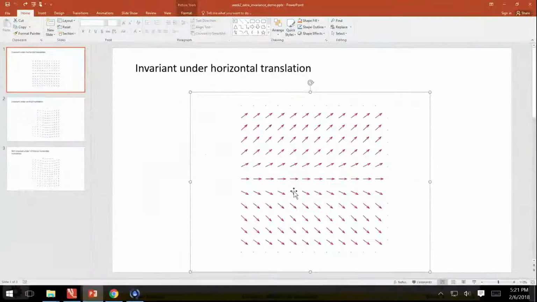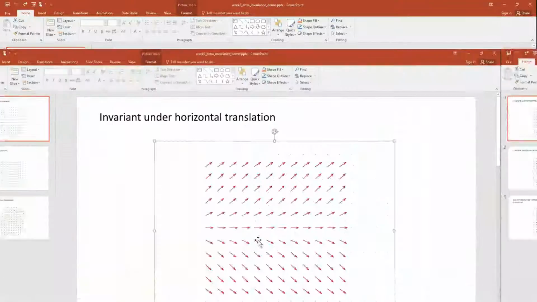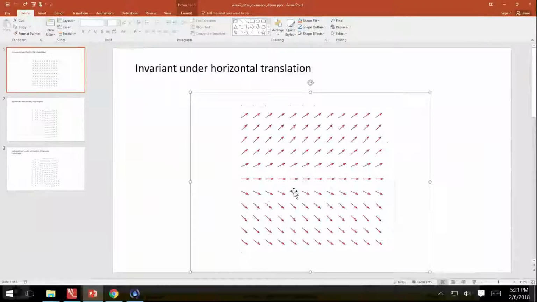Whenever the vector field is invariant under horizontal translation, it means that if you change t, the vector field does not change. Therefore, the right-hand side is a function of just y.